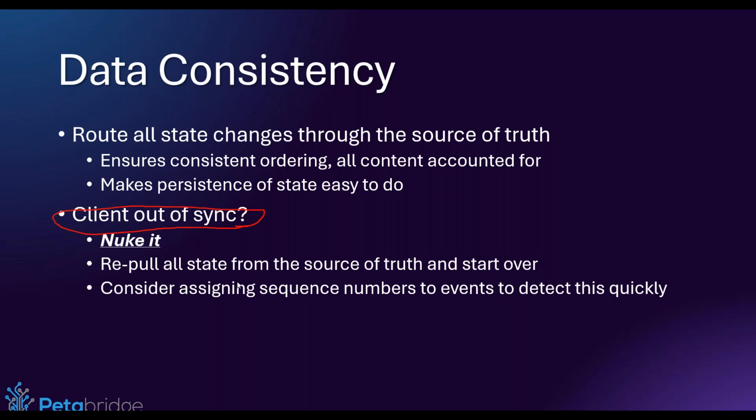If you want to be able to detect inconsistencies inside your client, the best way to do that is to have the server assign sequence numbers. That way, every single event you receive arrives in an expected order. And when you see events appear out of order, that's when you know you've got a consistency problem. And you could go ahead and have the client nuke itself and resync from the server all over again. That's like the simplest algorithm for trying to detect this.